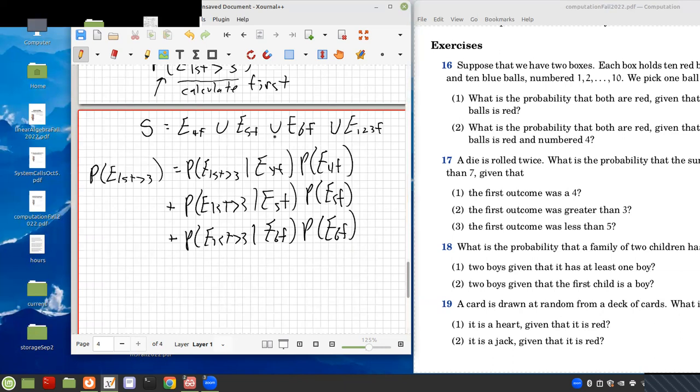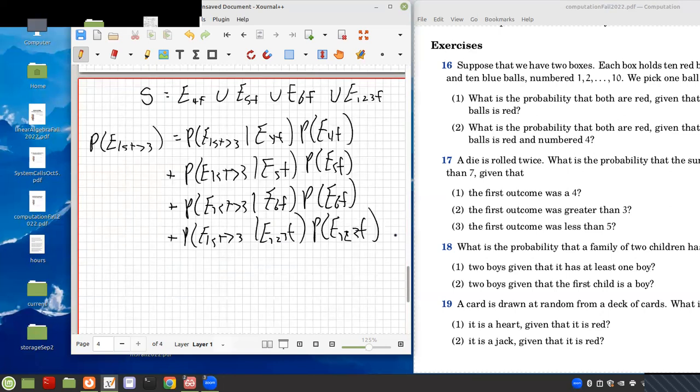So whether or not this partition is useful depends on how easy or hard it is to calculate these things. And for this problem, it may or may not be used. Oh, we have one more, this event here, times the probability of E with a first greater than 3, given that the first one is 1, 2, or 3 first, times the probability of E 1, 2, 3 first. Okay, well, let's see if we can sort out what we know here and what we don't know.